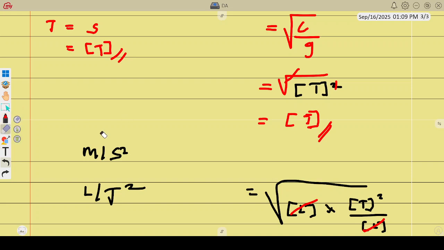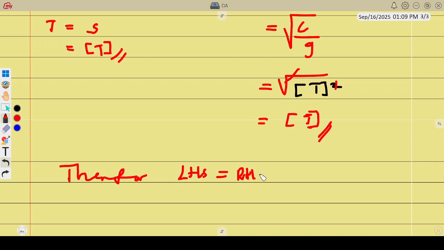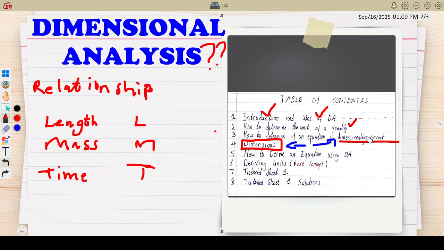And then you conclude to say that, therefore, since the left hand side is equal to the right hand side, the equation is dimensionally correct. So that's how you go about proving that an equation is dimensionally correct. We have done this, and from here this is where we end.